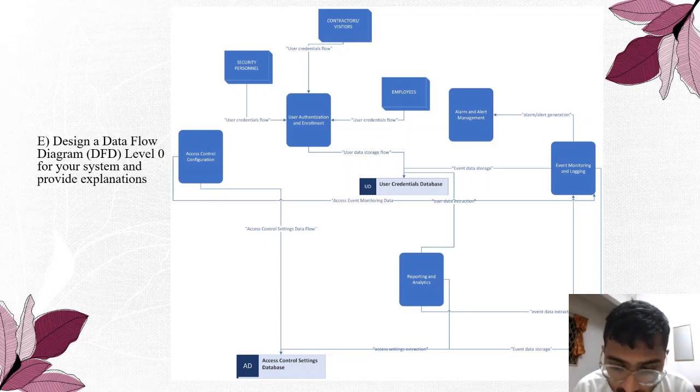After that, the data from the user credential database is sent to another process called the reporting and analytics process. This data is extracted and moved to the last data store, which is the access control settings database. All of this data is sent to this data store, recorded, and saved. That's all from me.